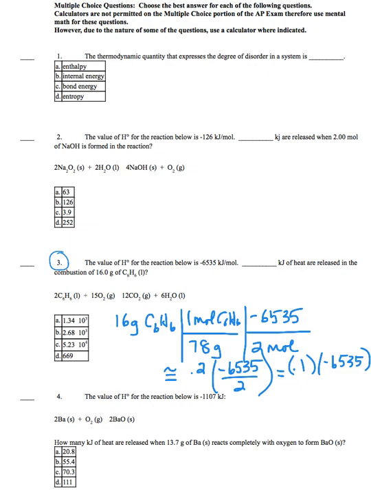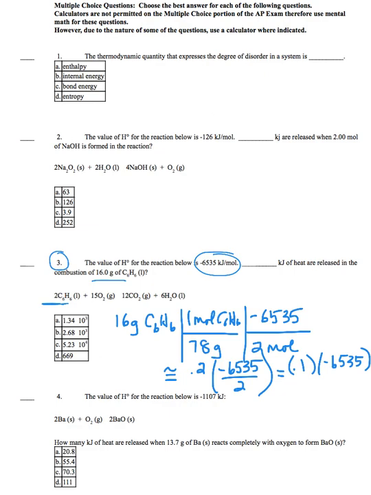Number 3. Stoichiometry problem. We are given that we have 16 grams of C6H6, and we know the enthalpy of this reaction. It's given in the question. So we are just going to have to use stoichiometry to figure out the amount of heat produced from 16 grams. So first, grams to moles, and then using the molar ratio for every 2 moles of C6H6, we get 6,535 kilojoules. We just calculate, plug in the numbers, watch your mental math.